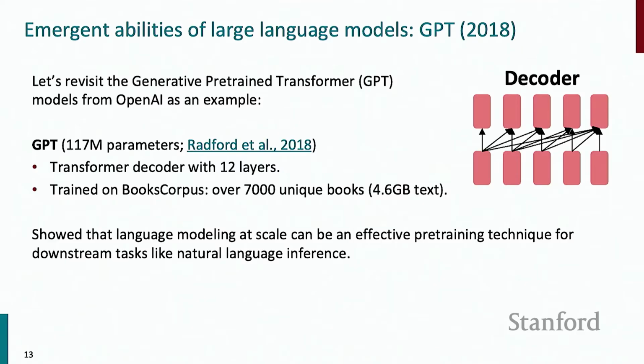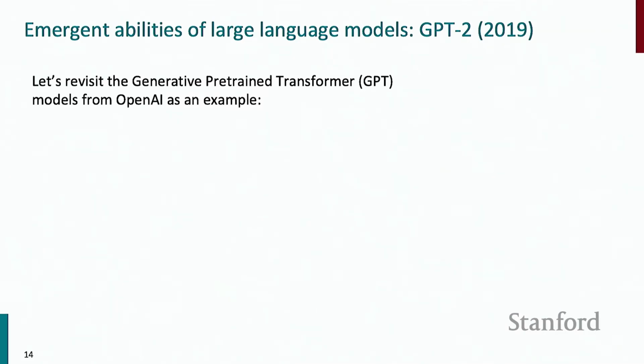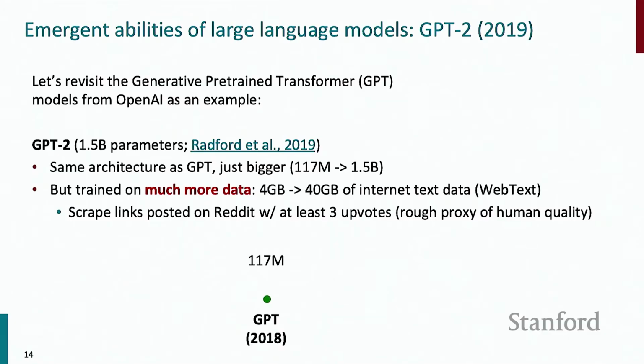The first model obviously was not extremely good, but it started showing that this technique for pre-training can be very effective for general purpose tasks. And we're going to see some examples. For example, here it's able to do the task of entailment. GPT-1 itself was not a very strong model.